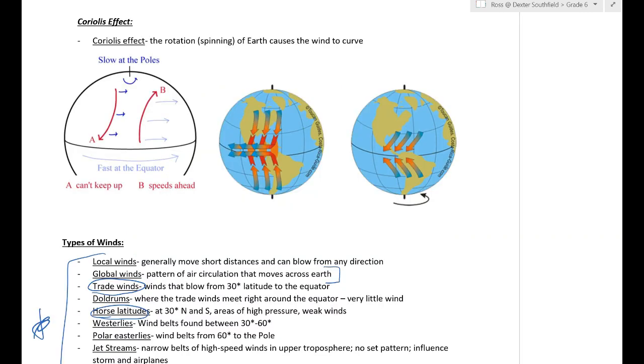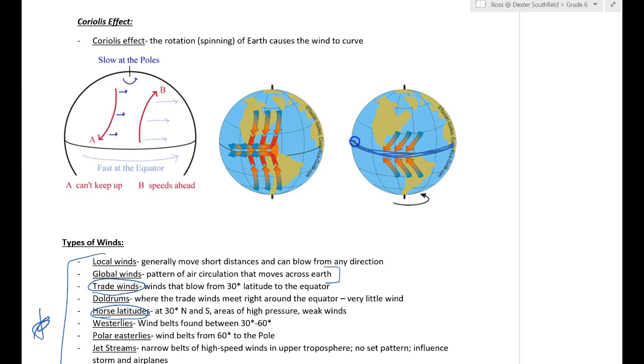So the Coriolis effect, just the definition, is that the rotation or the spinning of the Earth causes the wind to curve. Now, we can all understand that definition, and essentially the string of words and what they mean, but how that works and how that happens is a little bit more complicated. So if we're thinking about this big sphere, right? This is where we live. This is planet Earth.